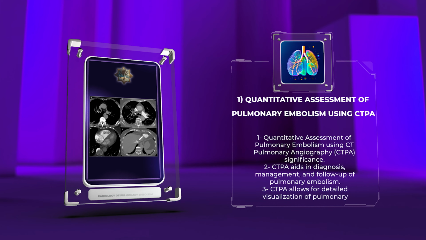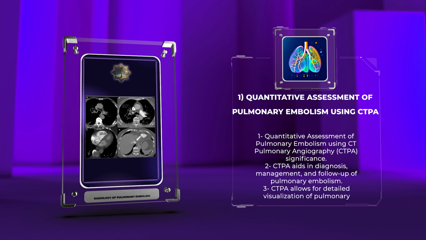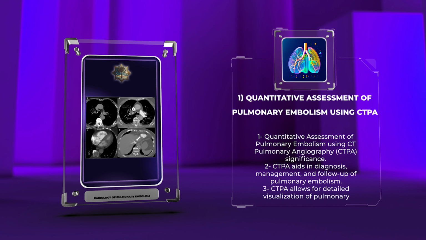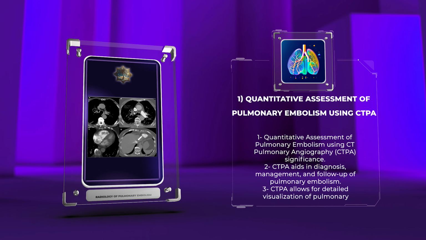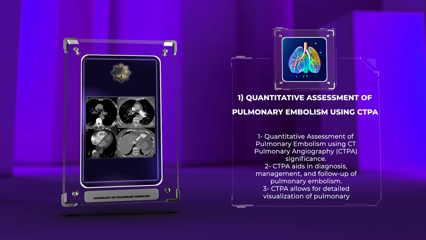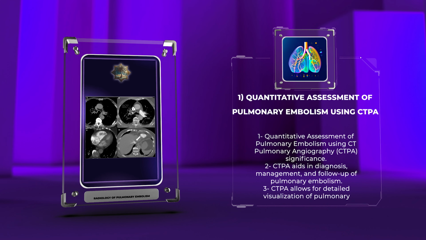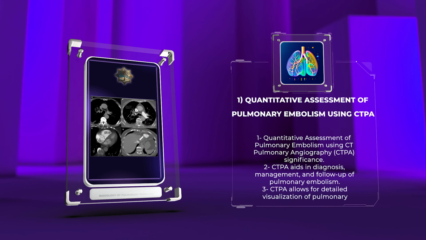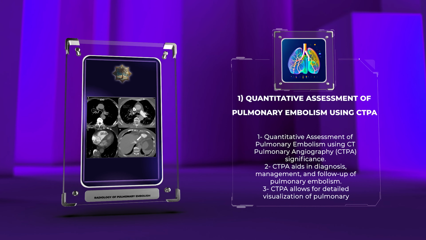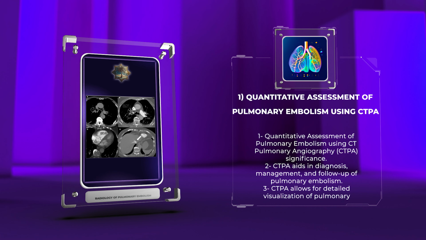To begin our exploration, we will highlight the significance of quantitative assessment of pulmonary embolism using CT pulmonary angiography, CTPA. This imaging modality plays a crucial role in the diagnosis, management, and follow-up of patients with suspected or confirmed pulmonary embolism. CTPA allows for a detailed visualization of the pulmonary vasculature, thus aiding in the identification and characterization of emboli. We will discuss the different quantitative parameters, such as clot burden and right ventricular to left ventricular diameter ratio, that can be derived from CTPA and their clinical relevance in assessing disease severity.